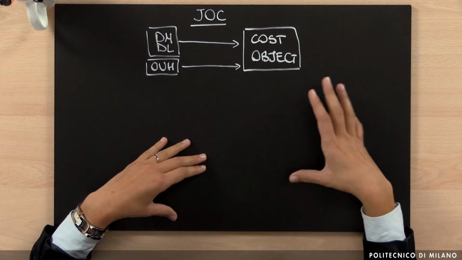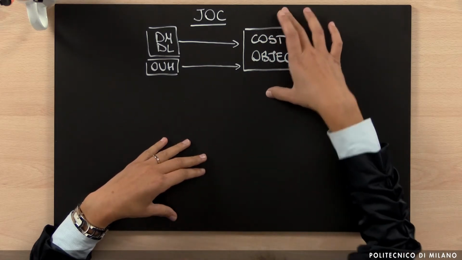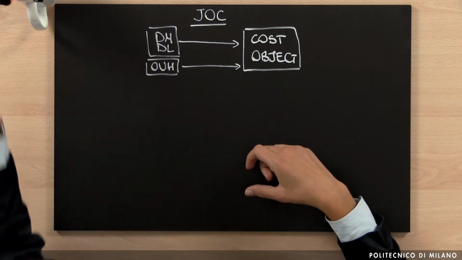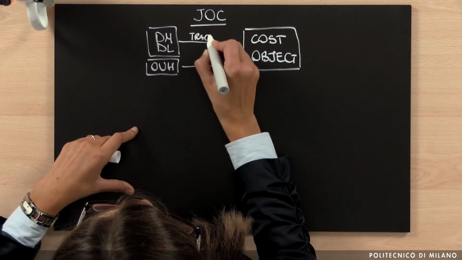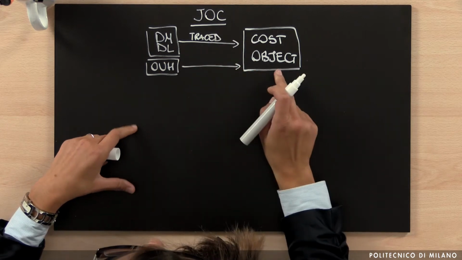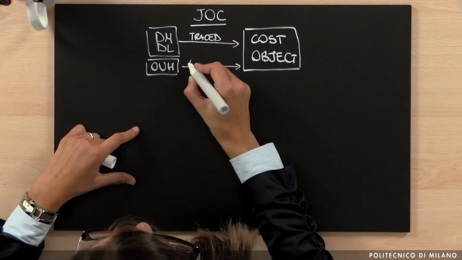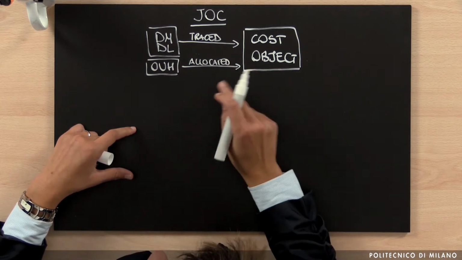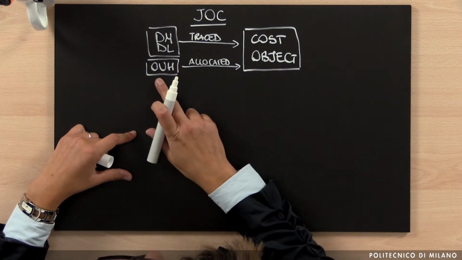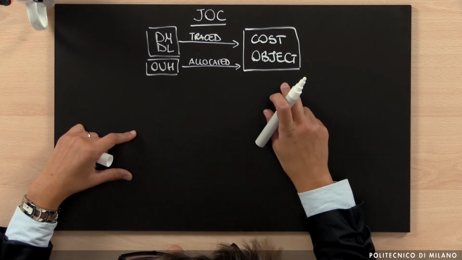In this class, we will focus on job order costing, which is one of the most common examples of a traditional costing system. In a job order costing system, the main characteristic is that, given a certain cost object, direct material and direct labor are traced directly to the cost object, while overheads are allocated. We will discuss the approach through which these overheads are allocated to the final cost object.